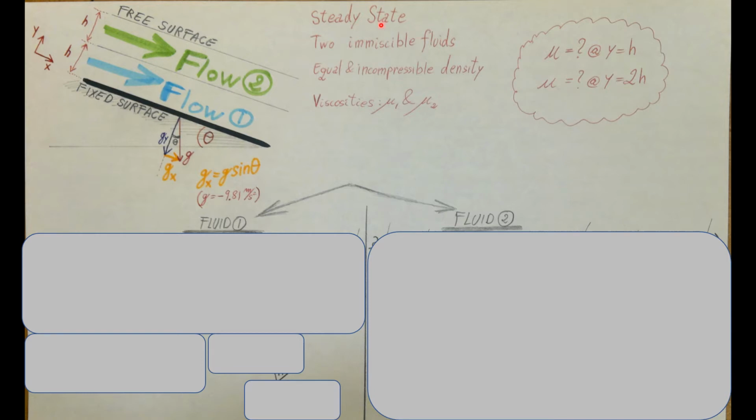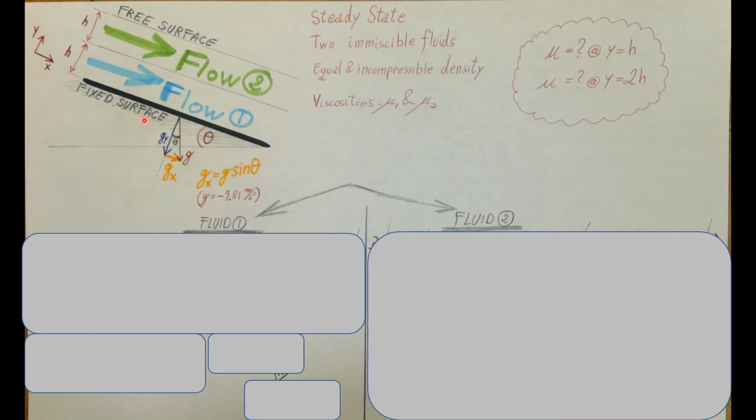We are also dealing with a steady state setup, and they want us to find the velocity at the interface right here between the two fluids where y is equal to h, and they want us to find the velocity at the free surface where y is 2h.